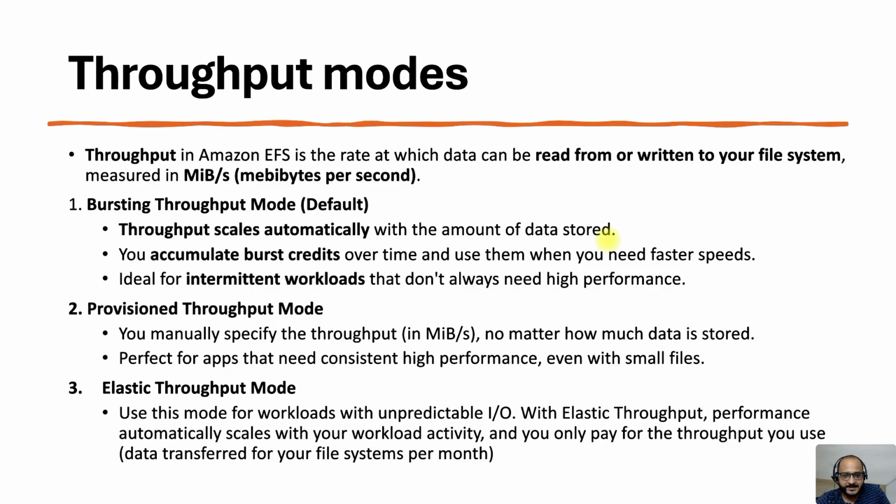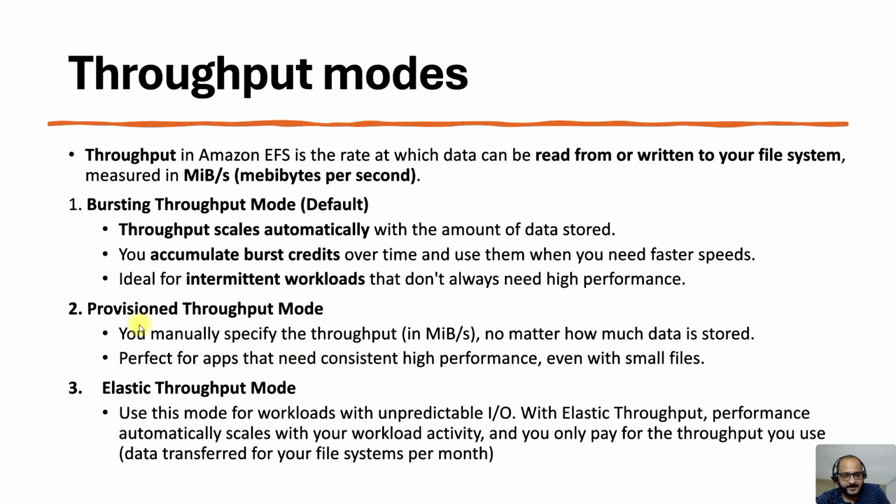Based on your data and how frequently or how fast you want to access it, you can accumulate throughput over time as well. It is ideal for intermediate workloads that don't always need high performance. So if your application needs high performance, like high-speed input or output operations on the file system, then you should not use this bursting throughput mode. For that we have another mode called elastic throughput mode.